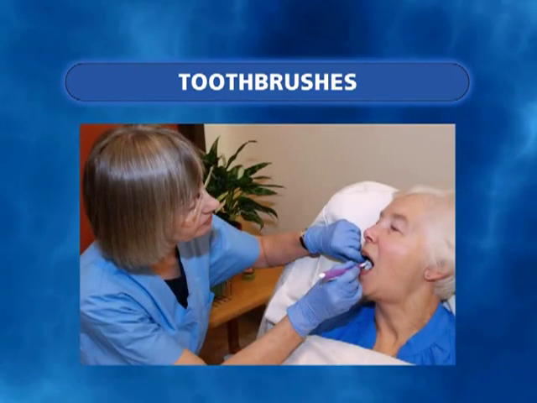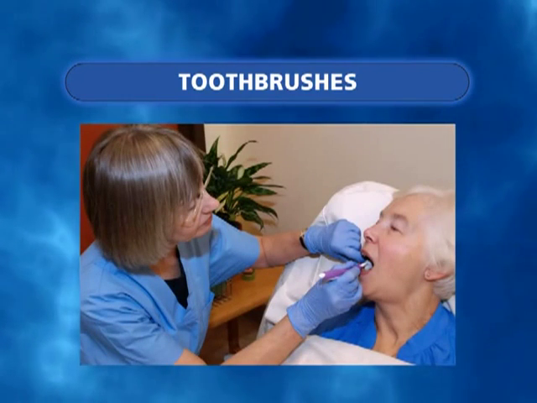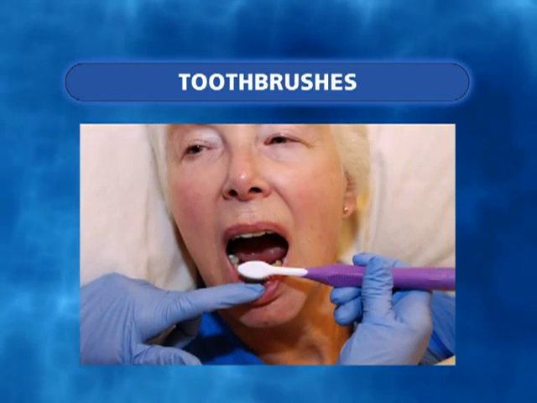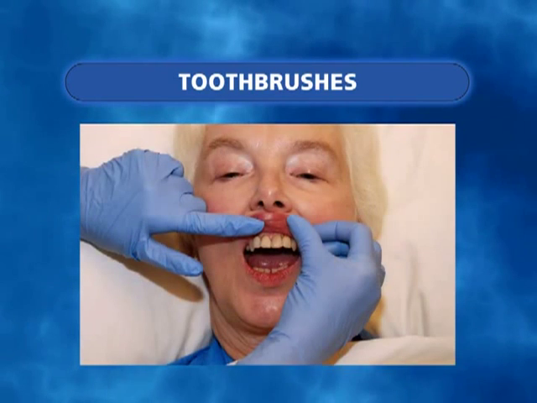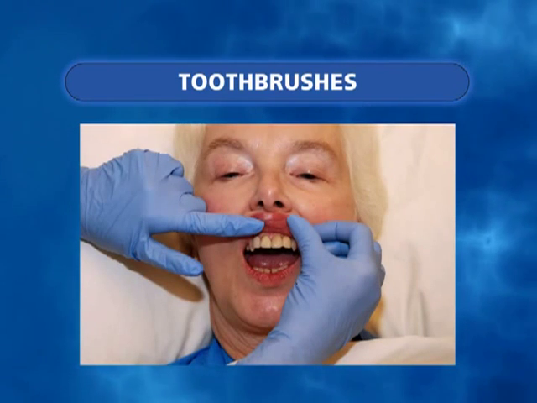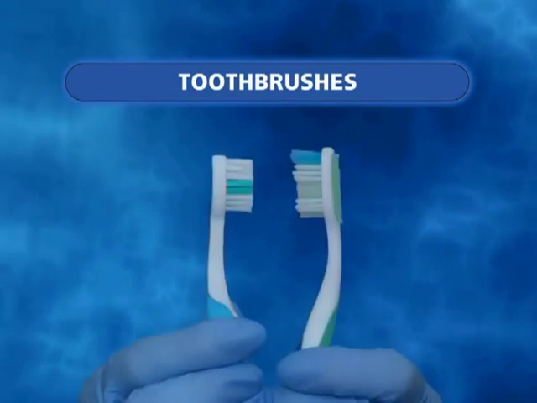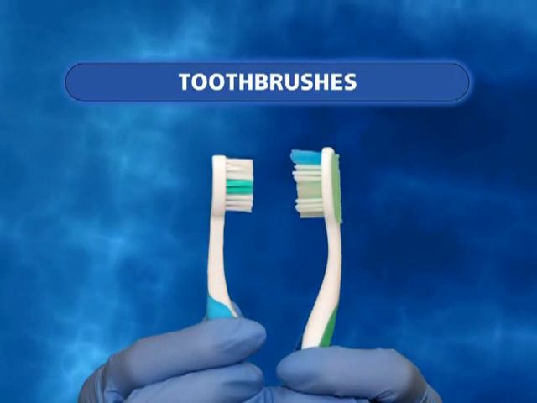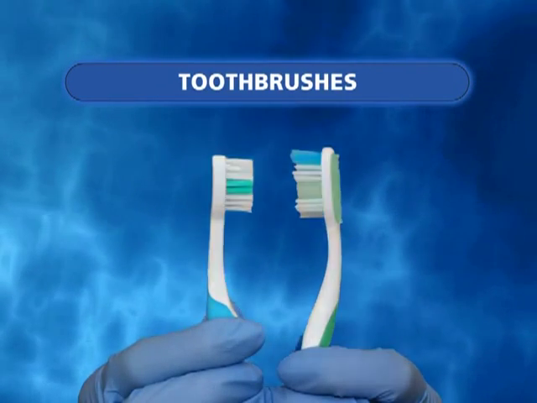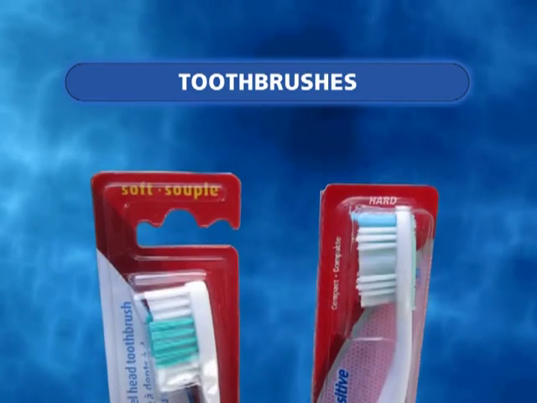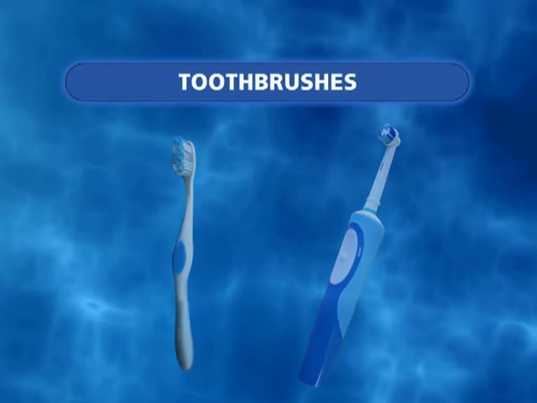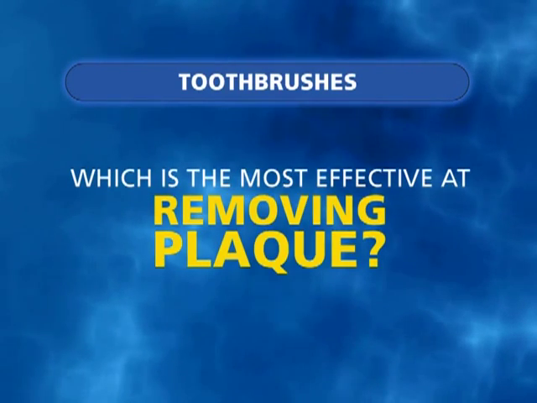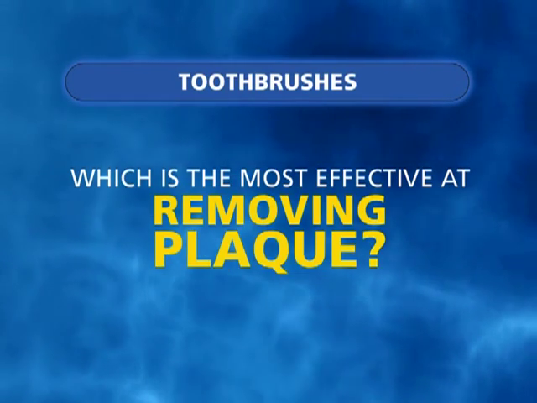Modern toothbrushes are used in much the same way. They remove debris and plaque from the surfaces of teeth and gums. They also stimulate the gum tissue to keep it pink and healthy. There are many different kinds of toothbrushes. Bristles can be flat or crossed, hard or soft. Brushes can be manual or electric. The question is, which is the most effective at removing plaque?